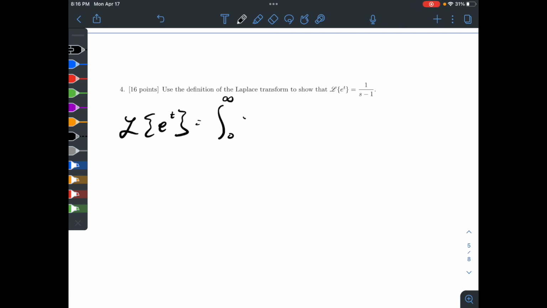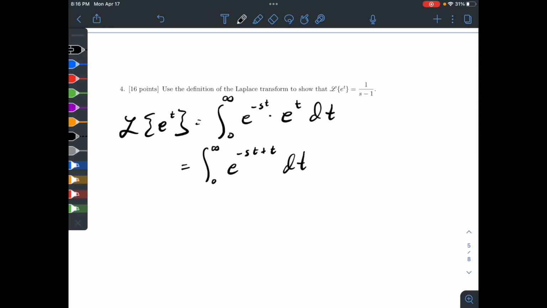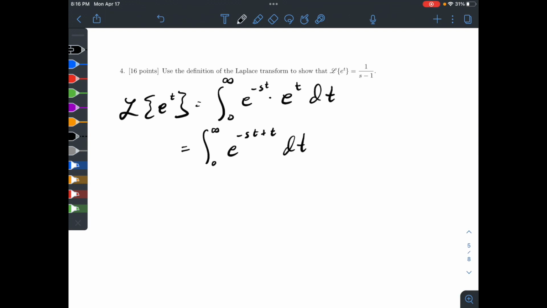So 0 to infinity, e to the negative st times whatever your function is in here. So it's e to the t for us. So we just need to integrate this. You're going to get stuck if you do anything other than writing this as e to the negative st plus t right here, just combining those into one exponent. If you do a u sub or integration by parts or something like that, it's just not going to go well. So this is e to the negative s plus 1 times t.